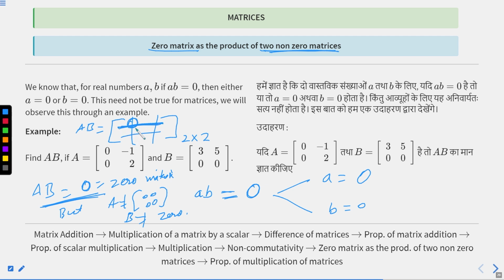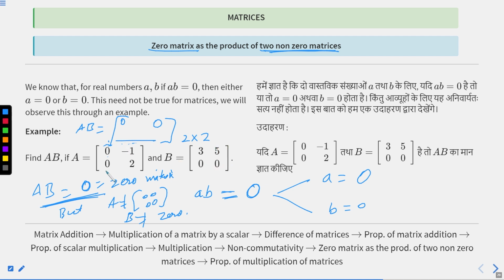Now for this entry, how will we take it? So this row will be fixed in the A matrix and these columns will change in the B matrix. So 0 multiplied with 3, what will you have? 0. So 0 multiplied with 3 will give you 0. Now minus 1 multiplied with 0 will give you 0. So 0 plus 0 will give you 0. Now for this, 0 5 0 minus 1, so eventually you will get 0.